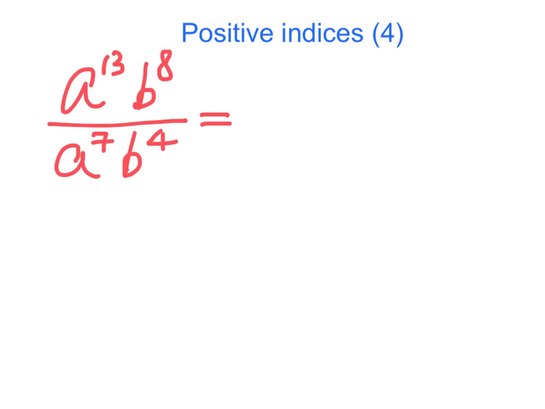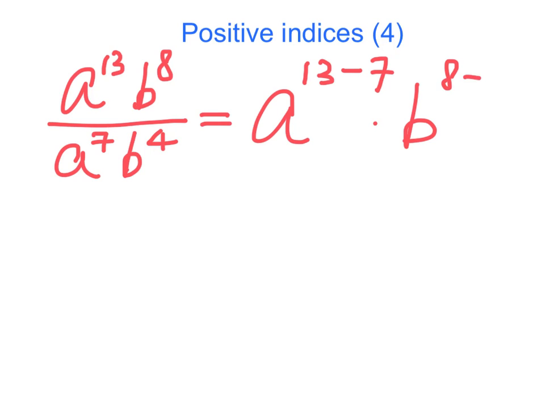Now we very quickly move on to the use of the index law of subtraction. As you can see in this example, you can use the law for doing a to the power 13 minus 7, and you can do it again on the base b, b to the power 8 minus 4, and you can get the answer a to the power 6 times b to the power 4.